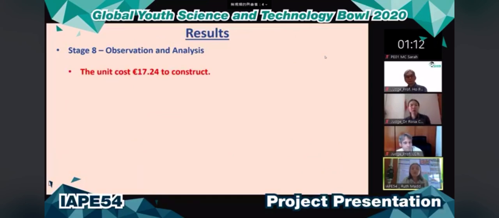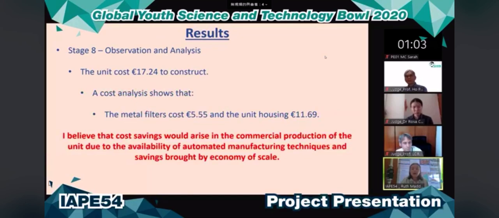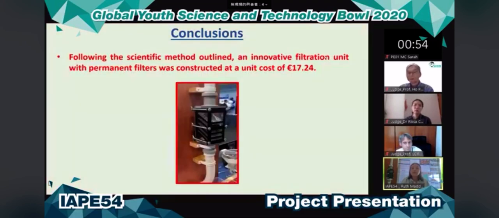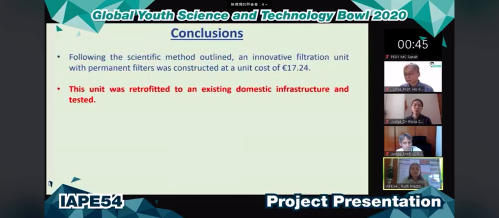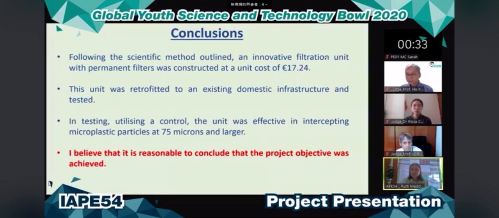The unit cost €17.24 to construct. A cost analysis shows that the metal filters cost €5.55 and a unit housing €11.69. I believe that cost savings would arise in the commercial production of the unit due to the availability of automated manufacturing techniques and savings brought by economy of scale. Following the scientific method outlined, an innovative filtration unit with permanent filters was constructed at a unit cost of €17.24. This unit was retrofitted to an existing domestic infrastructure and tested. In testing, utilizing a control, the unit was effective in intercepting microplastic particles at 75 microns and larger. I believe that it is reasonable to conclude that the project objective was achieved.